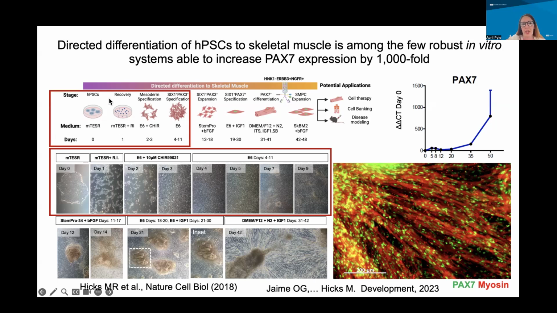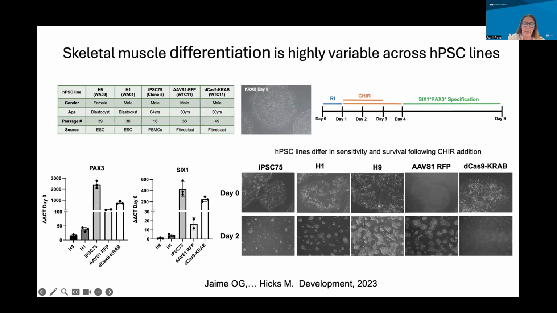So you really want to understand what you're making in these first, I would say, week or so. And this paper outlines that. Looking across different lines, you can see that it's variable. They're not identical. So these first markers are actually earlier muscle markers, which are called PAX3 and 6-1. And you can use that as a tool to understand how efficient your differentiations are.